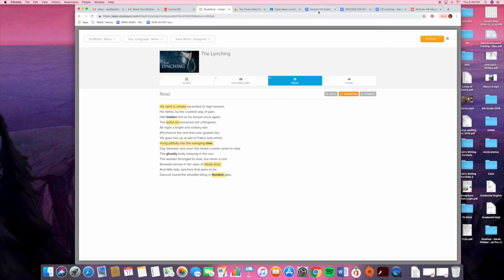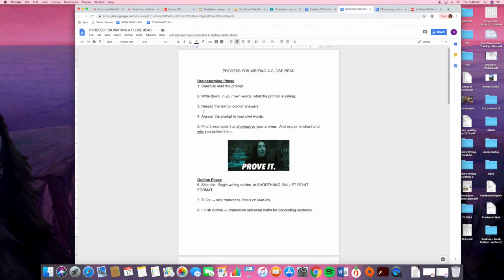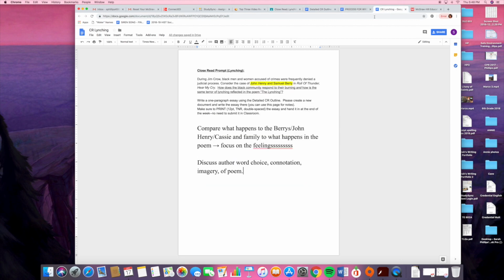So let's go back to what we're supposed to do next, okay? Reread the text, look for answers. Now I'm going to answer the prompt in my own words, okay? The prompt is basically asking, how does the Black community respond to their burning? That's in Roll of Thunder. And how is this reflected in the poem, The Lynching, okay?